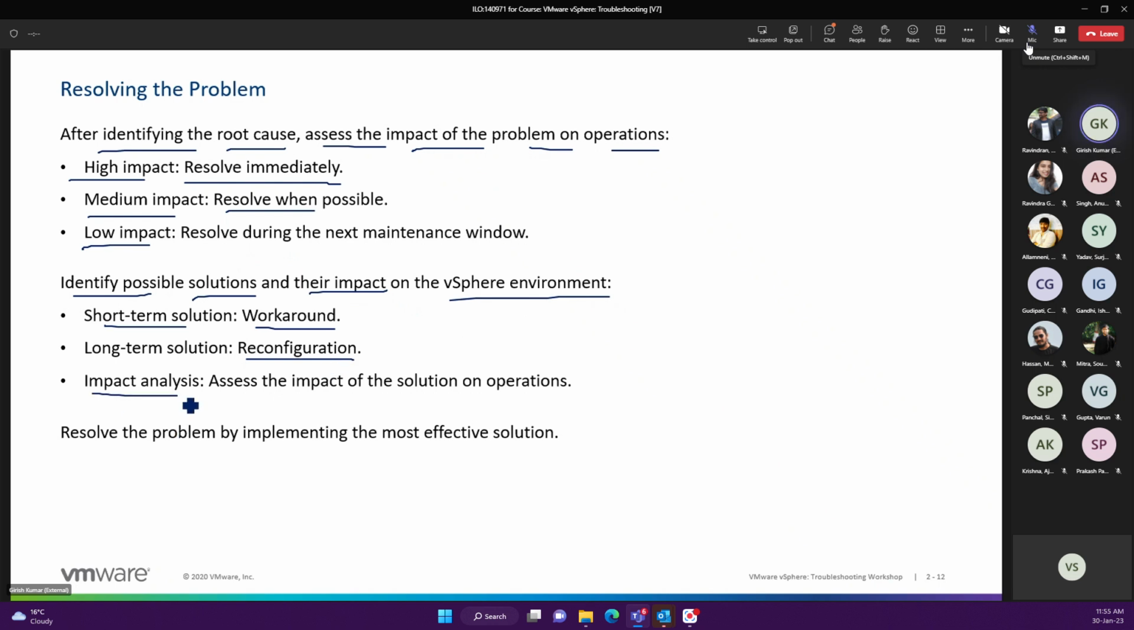Impact analysis, assess the impact of the solution on the operation. In order to fix this problem, do I need to migrate all the VMs first? Yes. Do we have enough resources in other ESXi hosts? We need to analyze that. In order to apply this resolution, make sure we can apply it right now or later successfully. Resolve the problem by implementing the most effective solution.